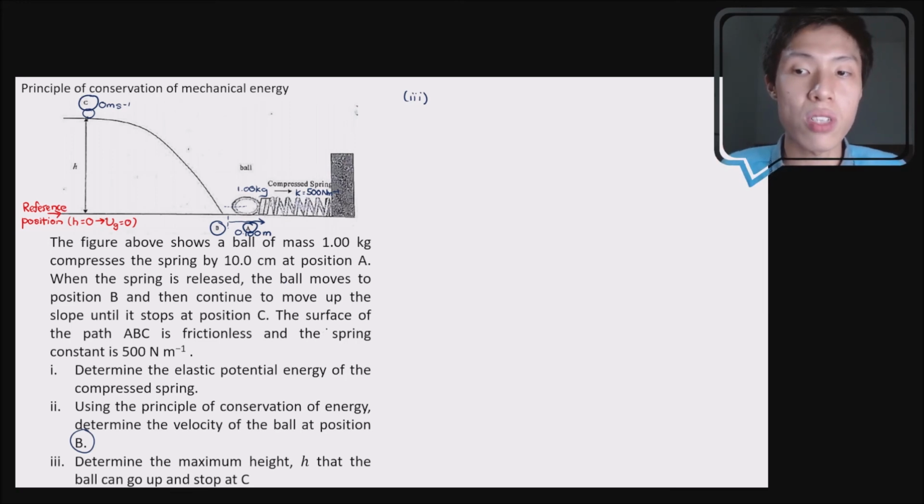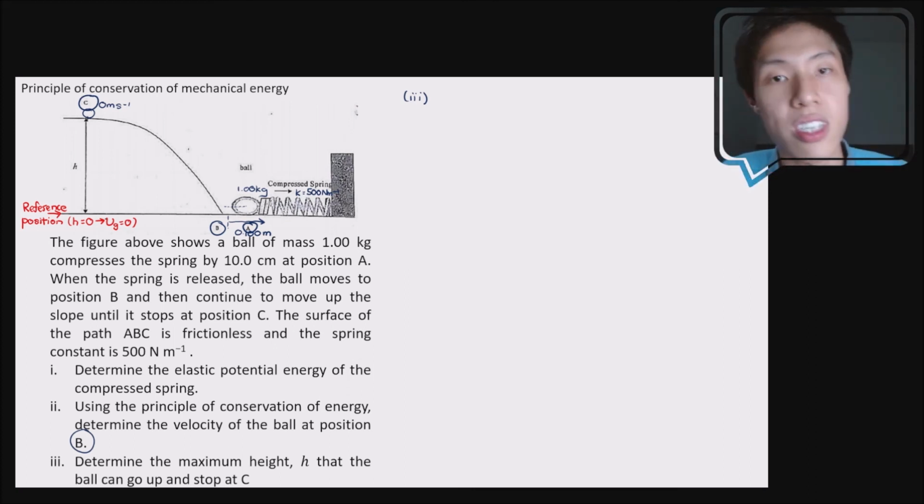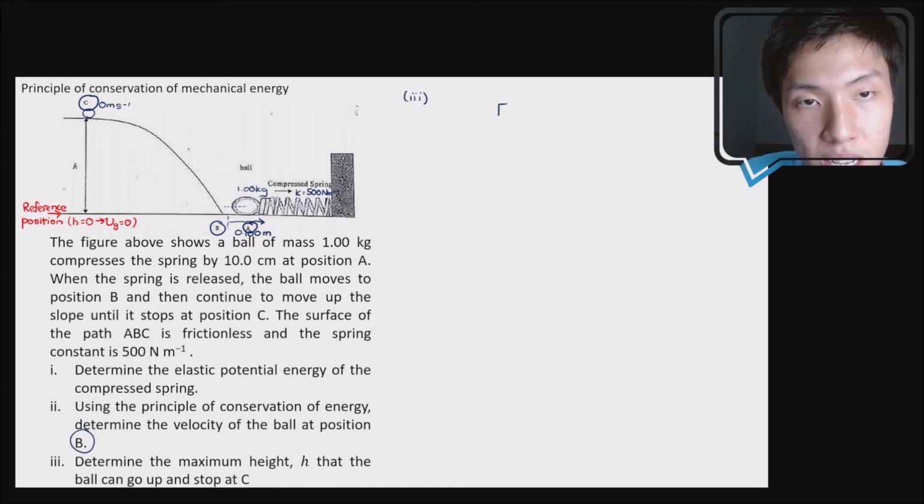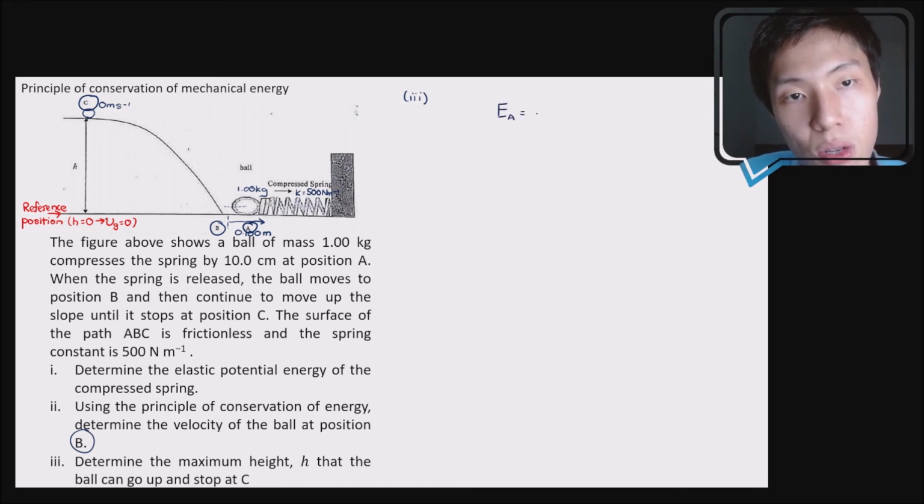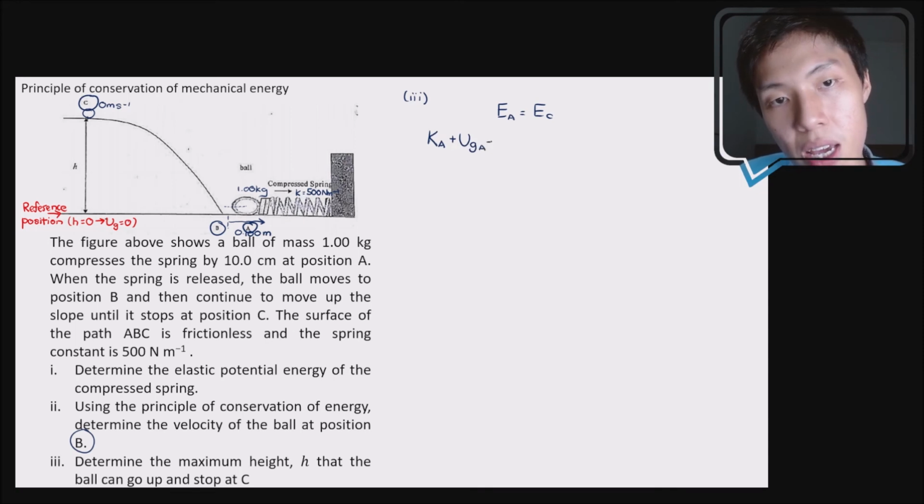But for now, I'll be using position A, and I will say position A has the same amount of mechanical energy as position C. So what I'll write is the mechanical energy at position A is equal to the mechanical energy at position C. That means the kinetic energy at position A plus the gravitational potential energy at position A plus the elastic potential energy at position A is equal to the kinetic energy at position C plus the gravitational potential energy at position C plus the elastic potential energy at position C.